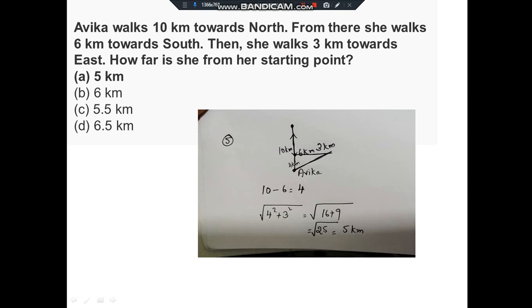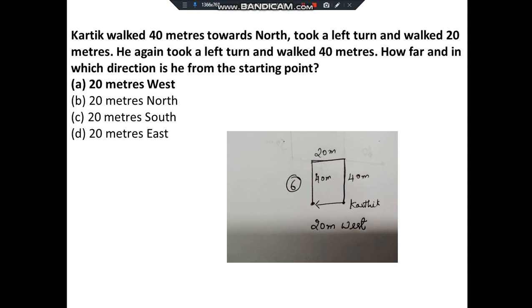Okay. So next question. Karthik walked 40 meters towards north, upwards 40 meters, took a left turn and walked 20 meters. So turning left, 20 meters. He again took a left turn and walked 40 meters. Again from there left means downwards, 40 meters. How far and in which direction is he from the starting point? See the starting point and ending point. 40 gets cancelled. So 20 meters towards west from the starting point. So option A is the right answer.